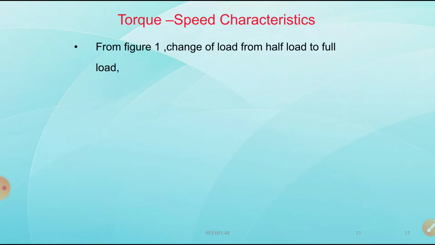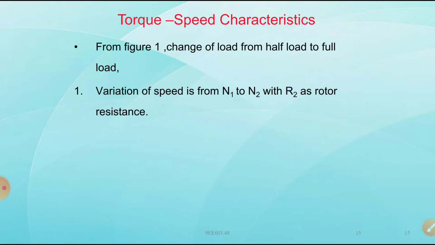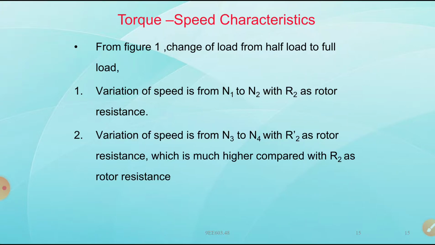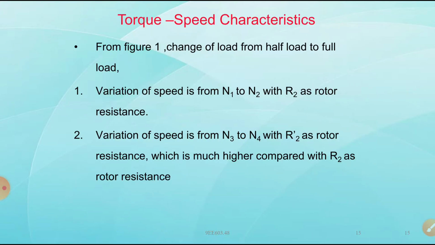From the figure, for a change of load from off load to full load, the variation of speed is from N1 to N2 with R2 as the rotor resistance. The variation of speed is from N3 to N4 with the resistance added in the rotor circuit with the help of the external rheostat. The speed decrease is much higher as compared to R2 in the rotor circuit. So, these are some of the relations, dear students.